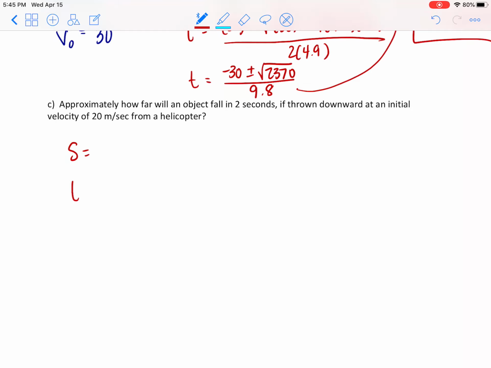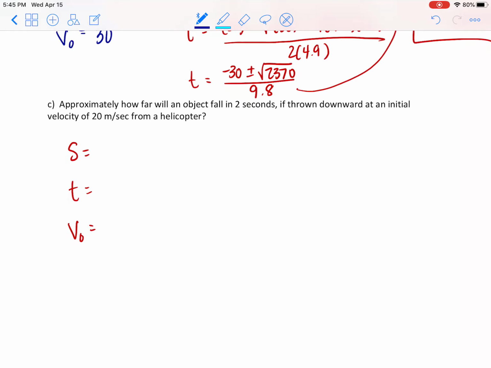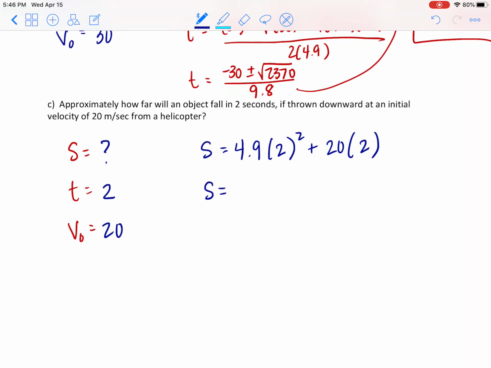Okay, last one. And feel free if you want to give it a pause and try. We're going to have some distance, some time, some initial velocity. So in this last one, approximately how far is an object going to fall in 2 seconds if thrown downward at an initial velocity of 20 meters per second from a helicopter? So how far means we're looking for the distance this time. So we're leaving s in there, and then we have 4.9 t squared, which is 2 squared, plus initial velocity 20 times t, which is 2.